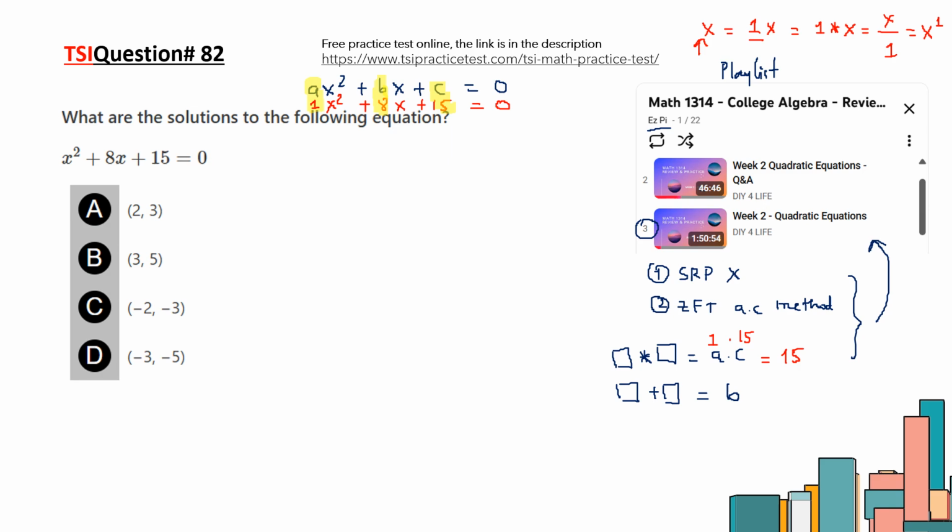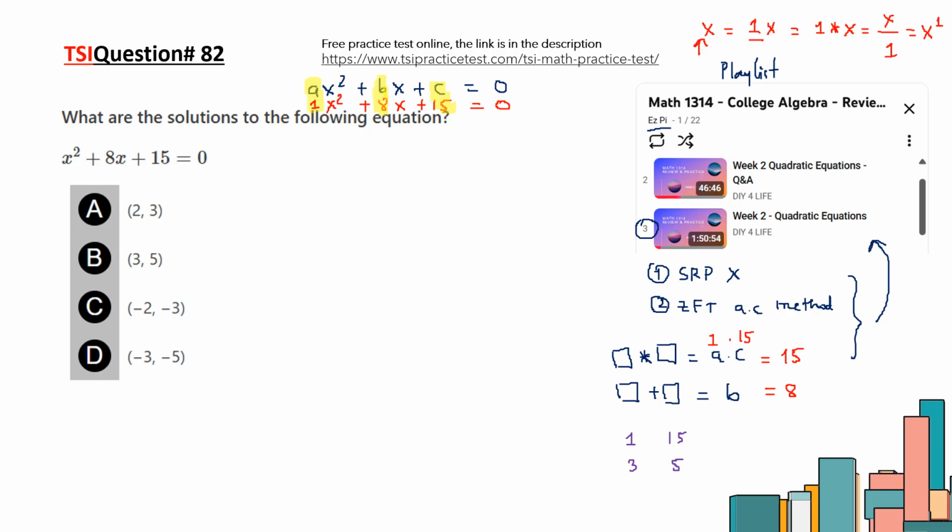Now B is 8. We have to find a pair of two numbers whose product is 15. Remember, the product is positive, which means the pair is either both positive or both negative. So for 15 you have 1 and 15, that is one pair. Then you have 3 and 5. I think that's all. Then you have negative 1 and negative 15, and negative 3 and negative 5. Keep that in mind.